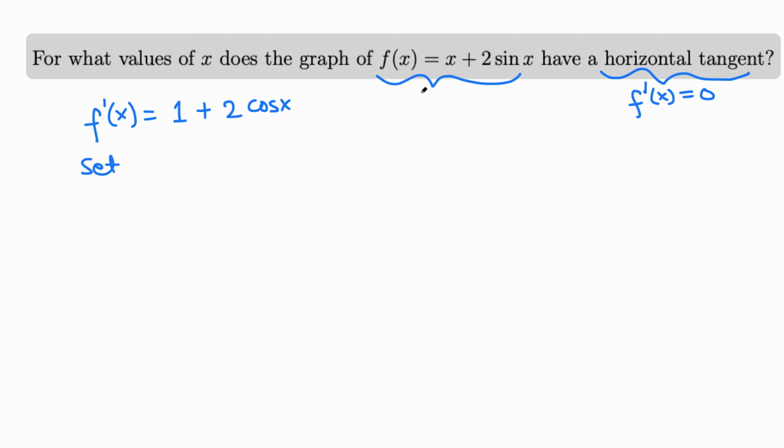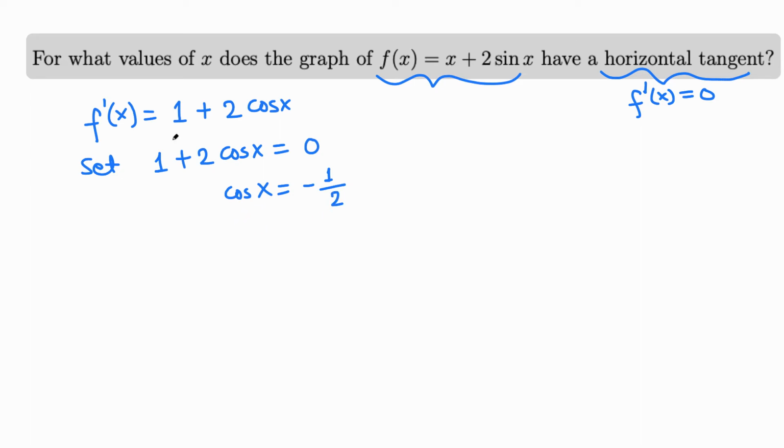Now we set this equals 0. That means 1 plus 2 cosine x equals 0, and solve for x. So subtract 1 from both sides and divide by 2. We get cosine x equals -1/2.